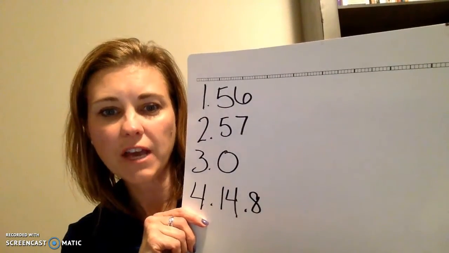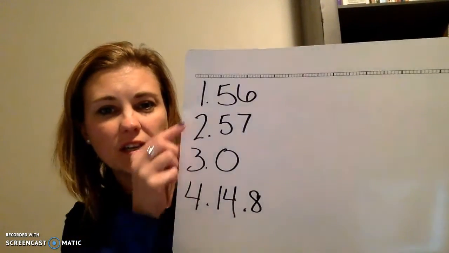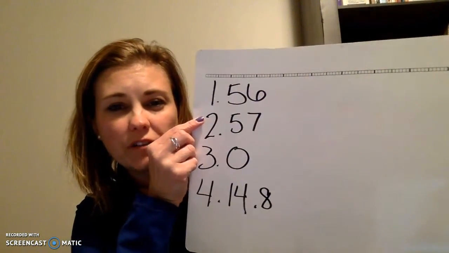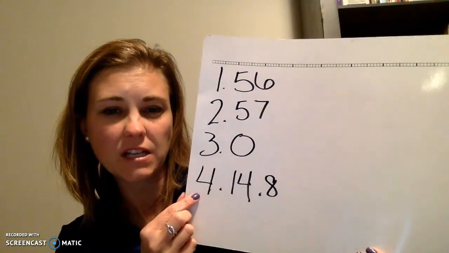All right, here are all the answers that we got from our expressions. The first expression we did, we got 56. The second one, we got 57. The third one, we got 0. And the fourth one, we got 14 and 8 tenths.